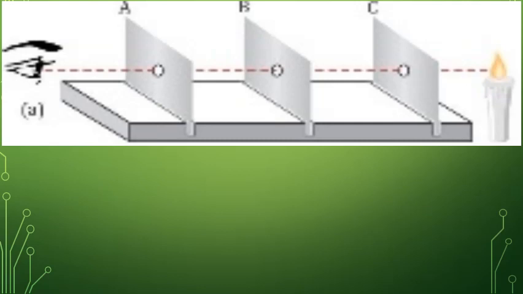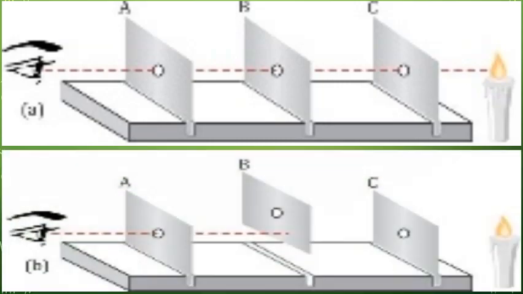Try to do the same experiment, but move the second barrier a little bit to the left side. What will you see? You can't see the flame of the candle in this case. Why? Because the flame of the candle, or the beam of the light, moved from the candle to the partition C. Then it didn't find any other opening to move through because light travels in a straight line. That's why we can't see the flame of the candle in the second case.